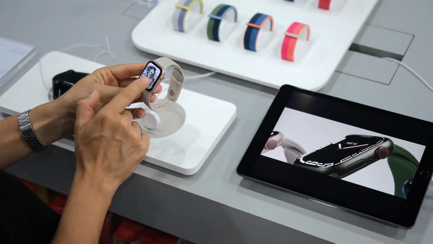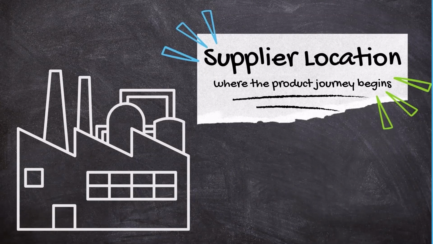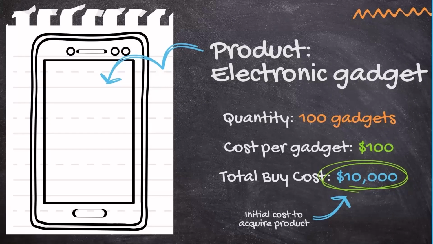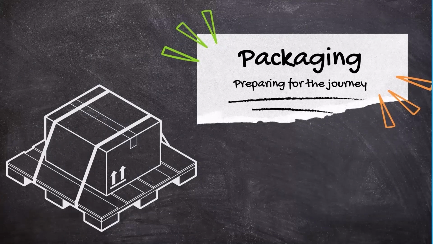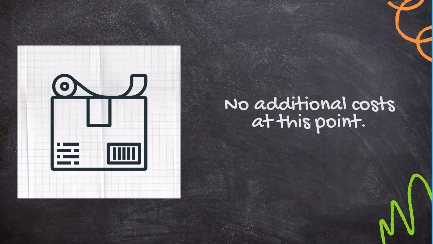Let's visualize this with a story. Imagine a product, say an electronics gadget, and we're going to follow its progress from the supplier all the way to the warehouse. So it starts at the supplier location where the product is manufactured or sourced. For our story, the initial buy cost is $100 for 100 gadgets, totaling $10,000. The product is then manufactured and packaged at the supplier's facility. At this point, there's no added costs.